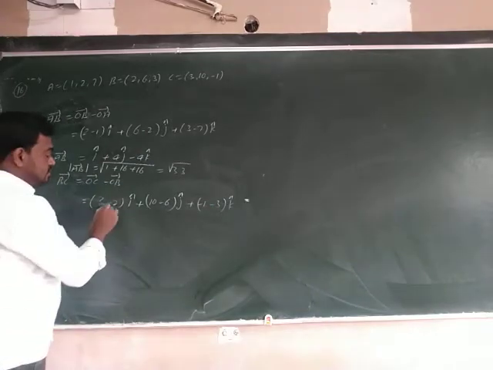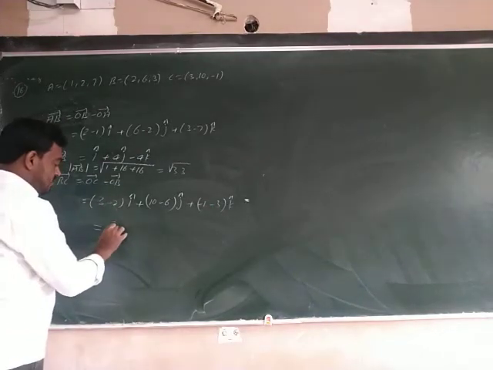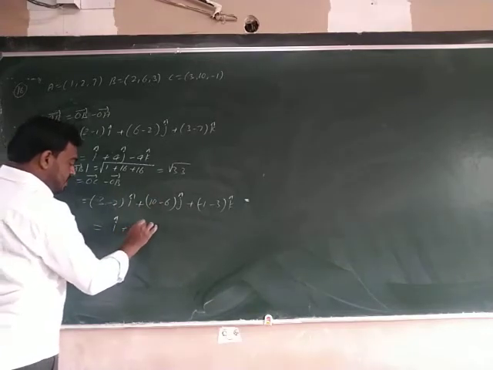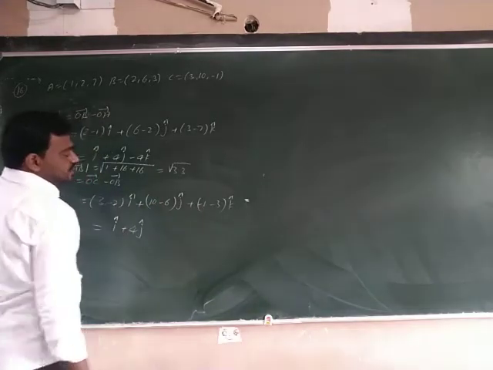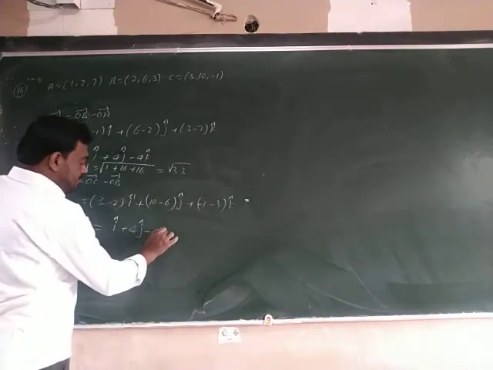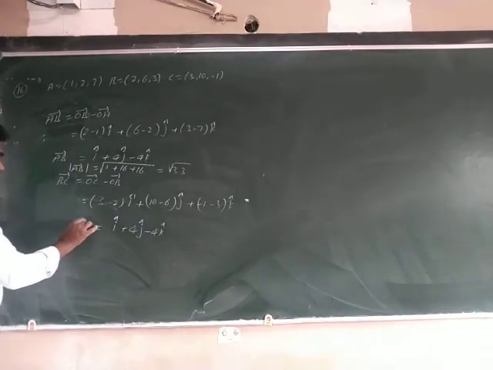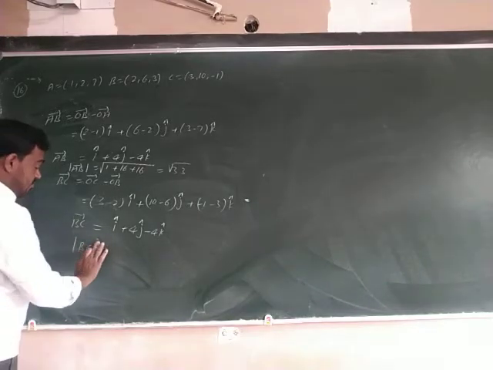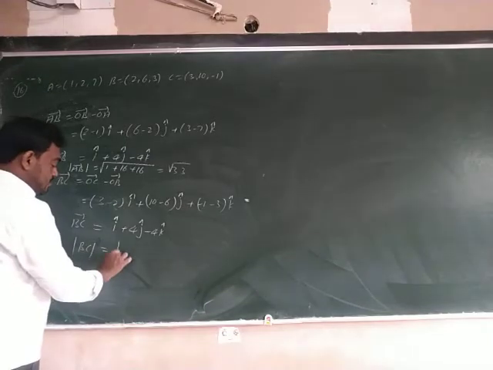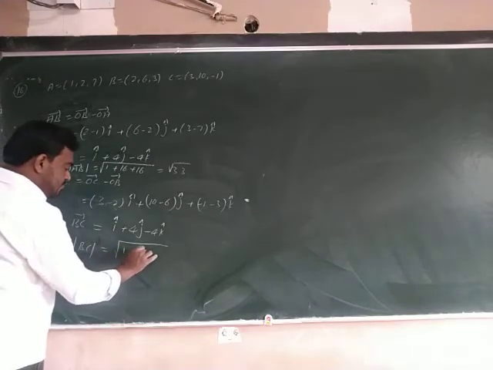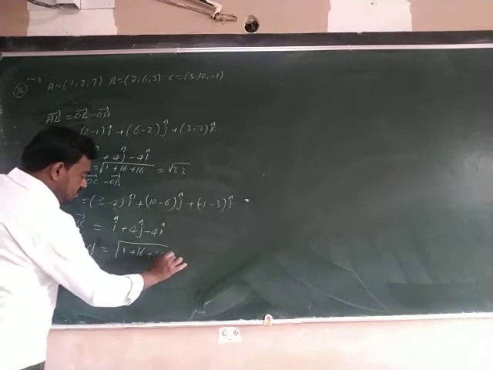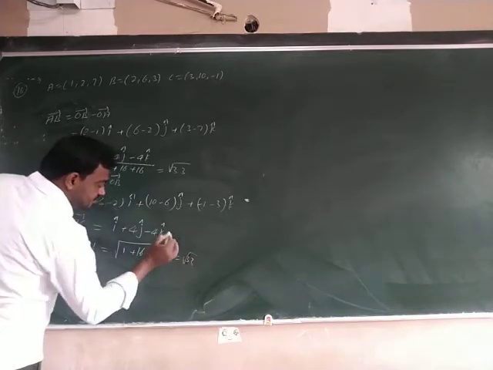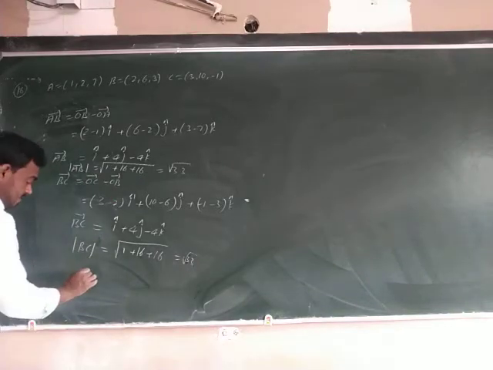So this is 3 minus 2, 1 into I cap, 10 minus 6, 4 J cap, next minus 1 minus 3, minus 4 K cap, which is BC. Now magnitude of BC is equal to square root of 1 plus 16 plus 16. This is also root 33.